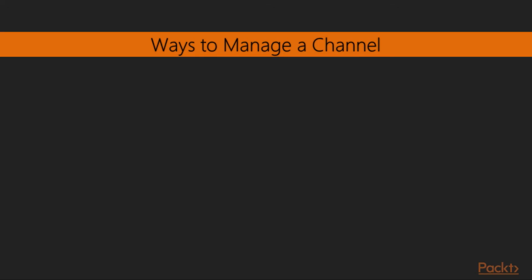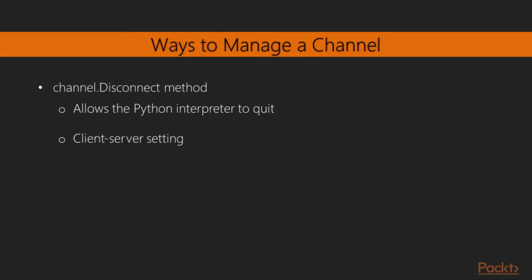In pycsp, we have three basic ways to manage a channel. 1. Channel.disconnect method. This allows the Python interpreter to quit. It's used in a client-server setting where a client wants to be disconnected after it receives a reply from a server. 2. Channel.reader method. This creates and returns the reader end of the channel. 3. Channel.writer method. This creates and returns the writer end of the channel.